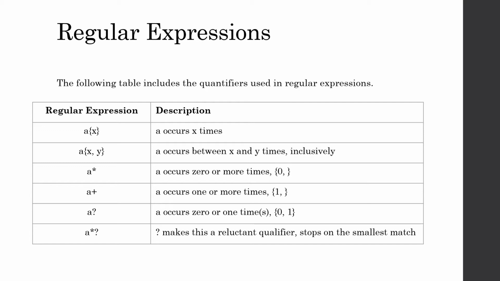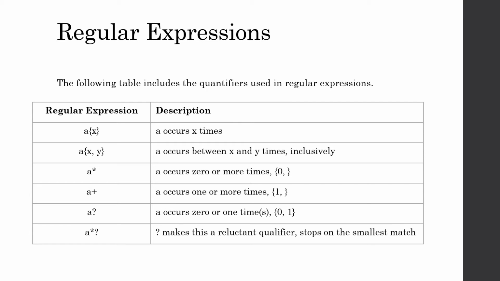If we have a question mark that immediately comes after a character that we want to try to match, like in this example here we have A question mark, this is going to indicate that A should occur either 0 or 1 times. So it's basically saying we either have an A or we don't have an A. And again, if we use the pair of curly braces to represent our quantifier, this would basically be 0, 1.